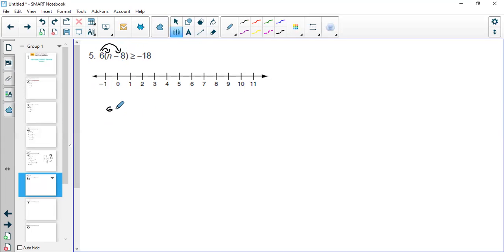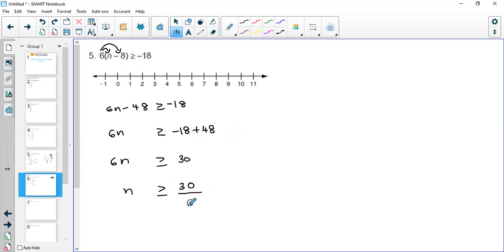So I'm going to multiply each term inside, so that's going to give me 6n minus 48 is greater or equal to negative 18, right? So the next step is going to be 6n is greater or equal to negative 18 plus 48, because negative 48 becomes positive 48. Next is 6n is greater or equal to, now one is positive, one is negative, means we are going to subtract both of them, 30, and the bigger number has a positive sign, so it's going to be a positive answer. Next is n is greater or equal to 30 divided by 6, so n is going to be greater or equal to 5.